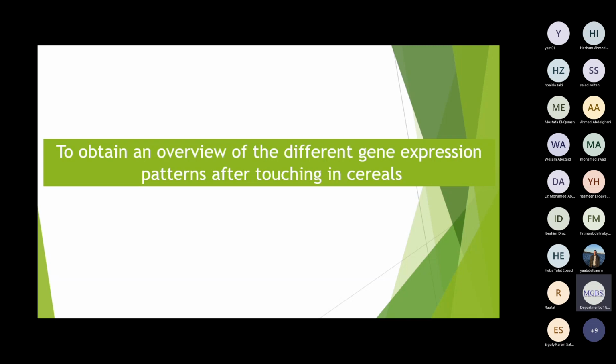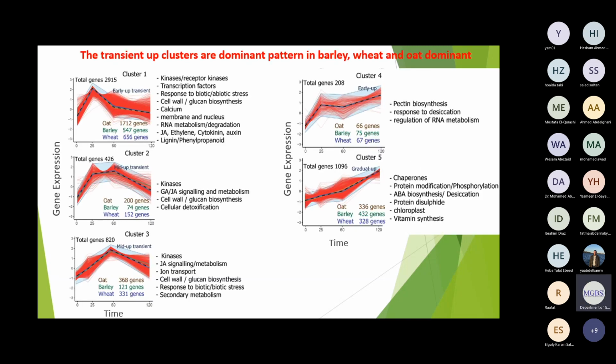To obtain an overview of the different gene expression patterns after touching in cereals, we looked at patterns, meaning how genes look over time. So I classified these patterns into different categories. We have the early up transient cluster, mid up transient, and so on. What does it mean? These are categories or patterns of genes that are upregulated after 25 minutes and then return to the basal level after 1 hour.